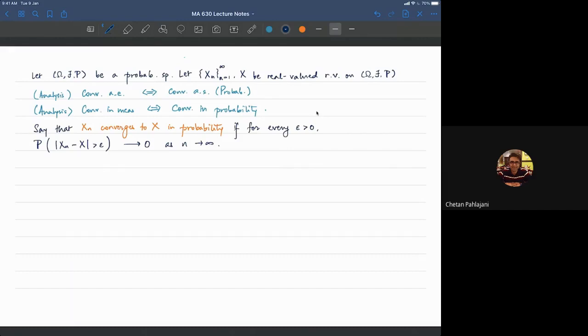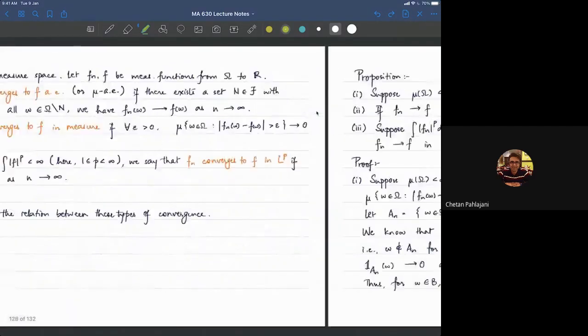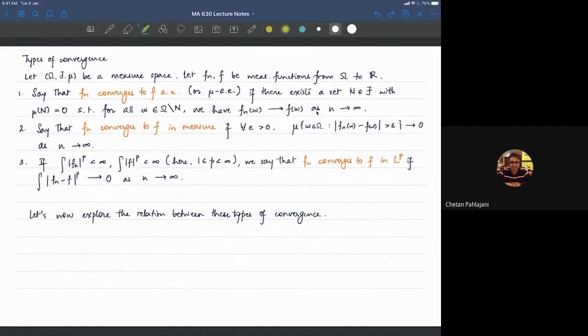Now, of course, remember that when I write P of |X_n minus X| greater than epsilon, this is shorthand for P of the set of all omega in Omega with the property that |X_n(omega) minus X(omega)| is greater than epsilon. So remember that the thing I'm highlighting in yellow is short for the thing I'm now highlighting in green. I wanted to state the definition of convergence in probability because this is important. As you can see, this is just taking the definition of convergence in measure and writing it in terms of probabilities. Any questions so far?